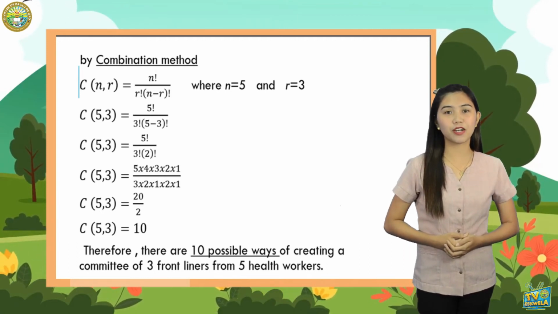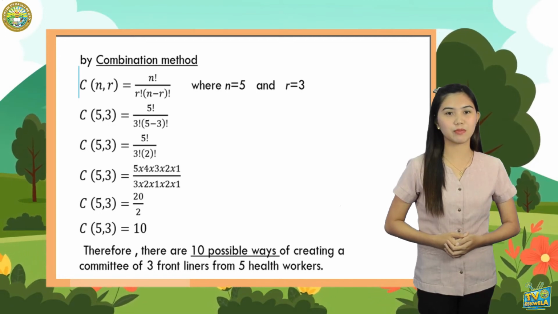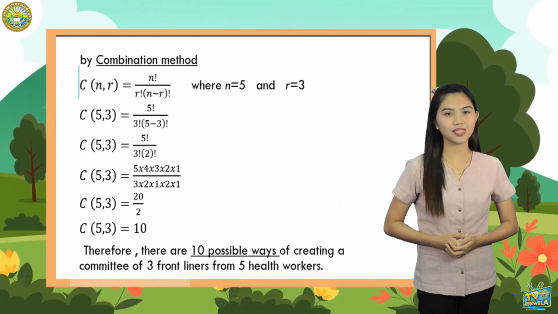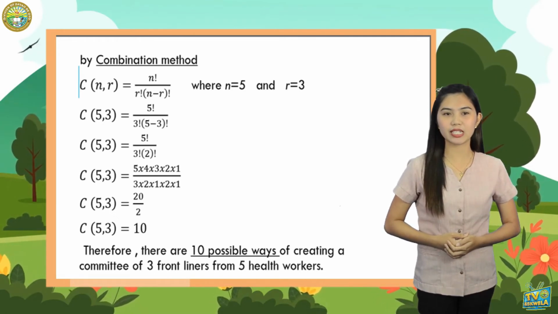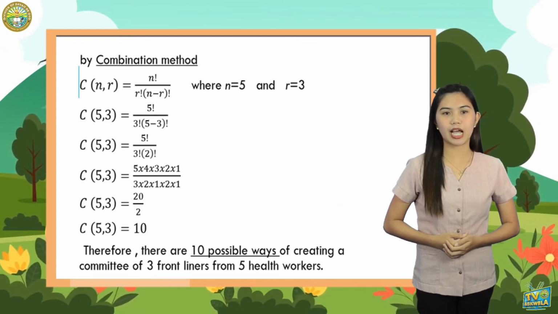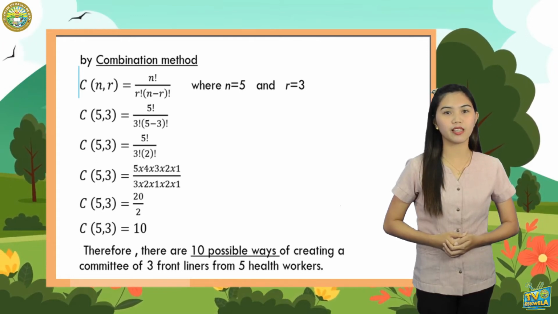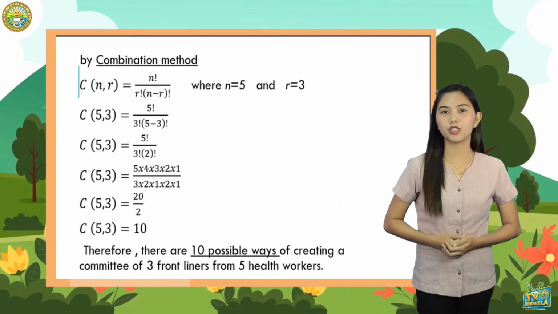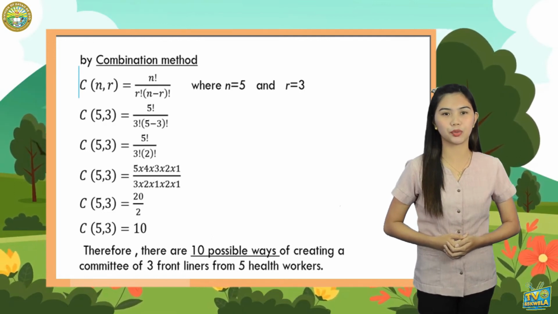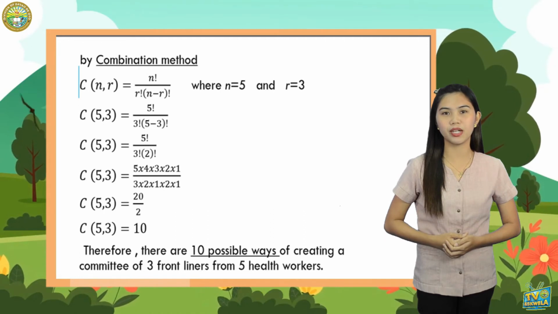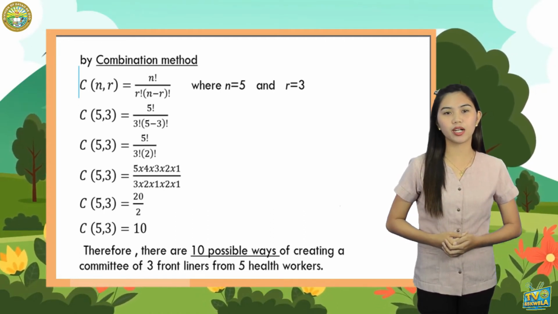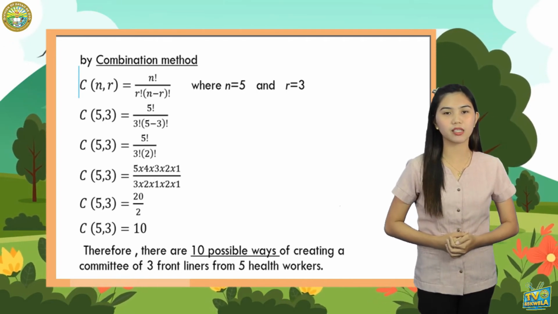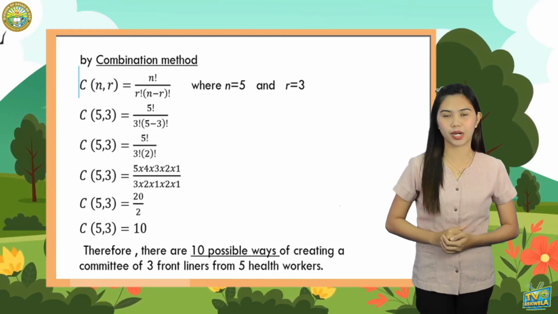Next, 5 factorial is 5 times 4 times 3 times 2 times 1 over 3 factorial, which is 3 times 2 times 1, times 2 factorial, that is 2 times 1. So we have 20 divided by 2, and that is equal to 10. Therefore, there are 10 possible ways of creating a committee of 3 frontliners from 5 health workers.